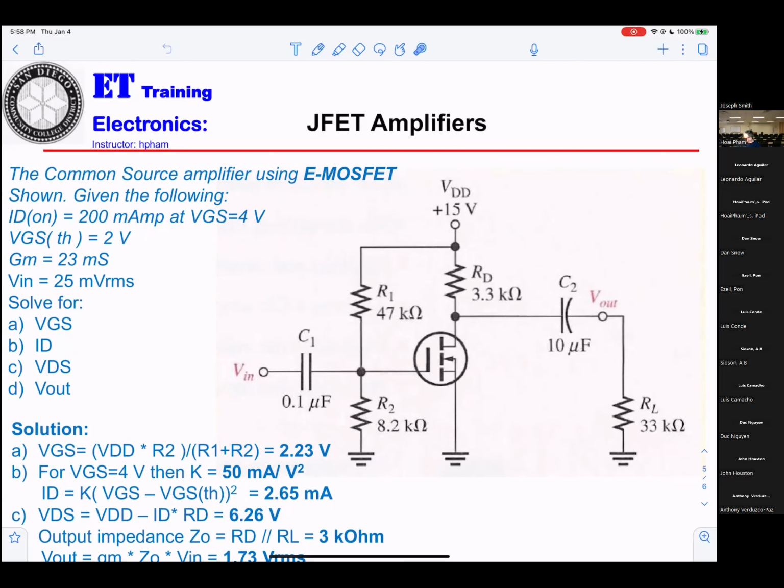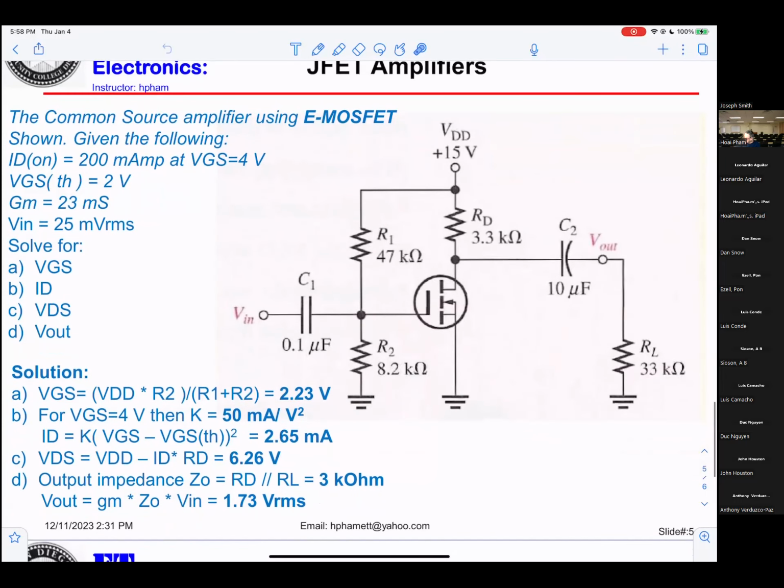And this is what we already have the solution for. Calculate for VGS, then you can get the ID. After that, VDS will be the output impedance. Okay. And you get V out equal to GM times whatever.